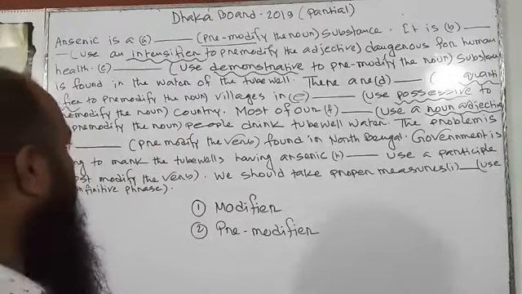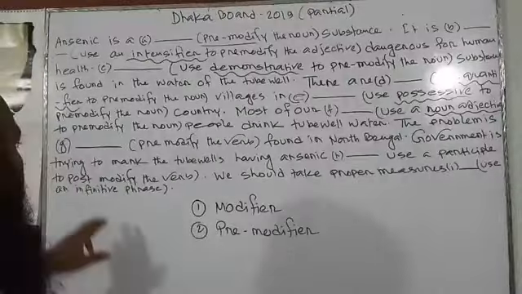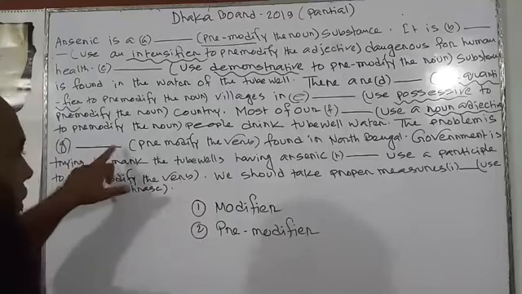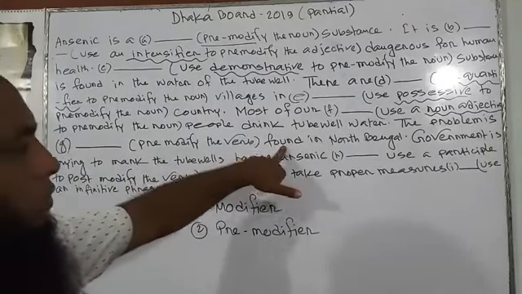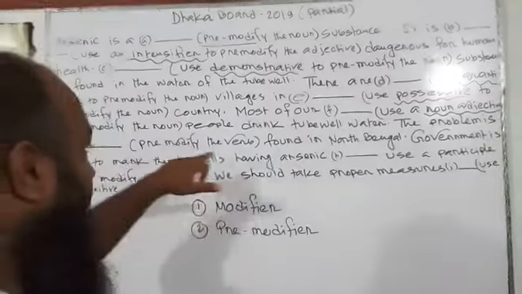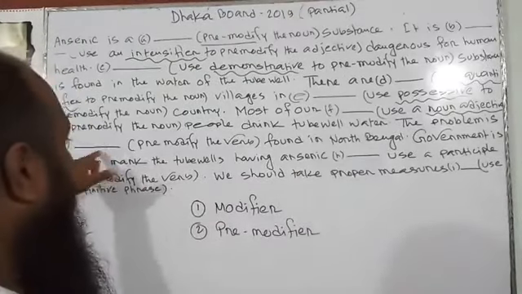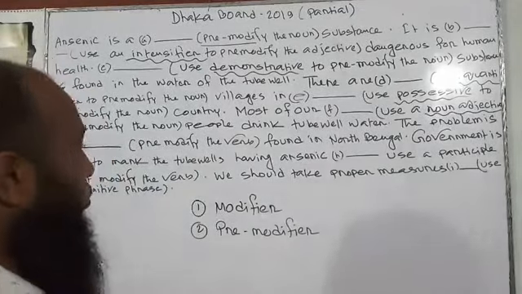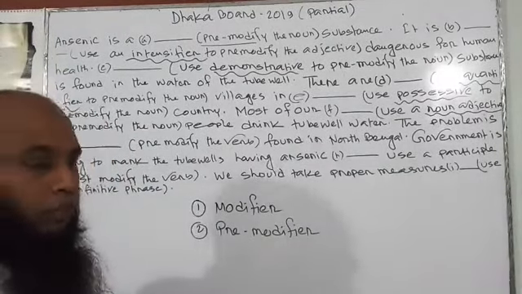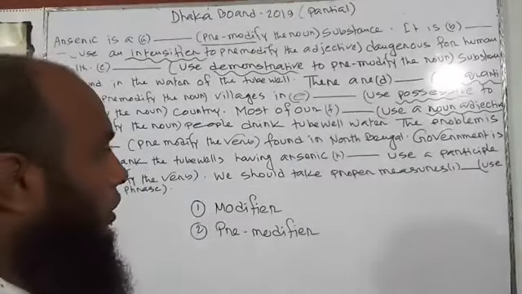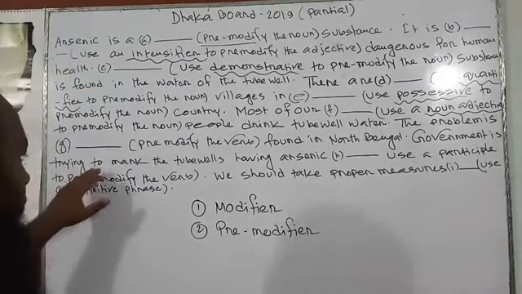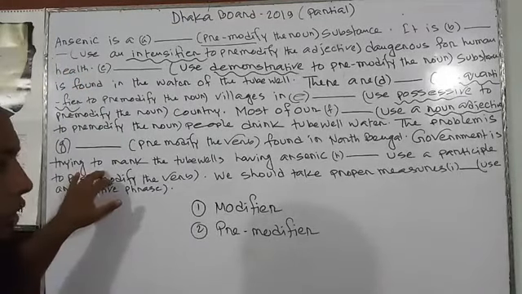The problem is number G, pre-modify the verb. Okay, here is the verb, and you have to use a pre-modifier. Of course, it must be an adverb. Pre-modify the verb. So you should know what those adverbs are that are useful here. In North Bengal, government is trying to mark tube wells having arsenic.